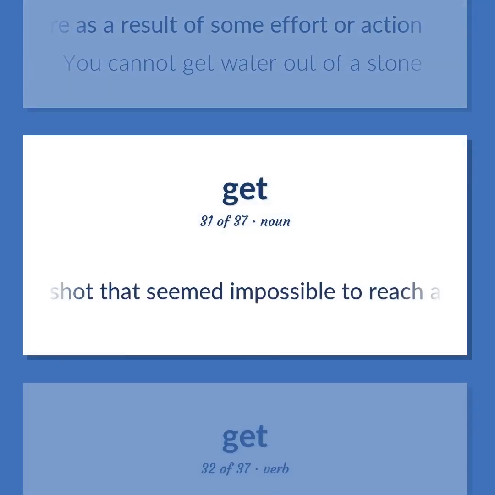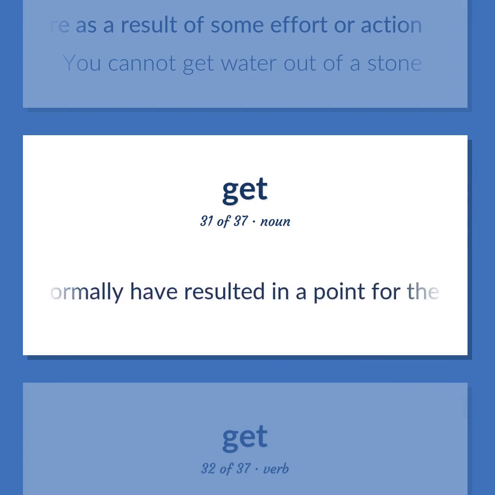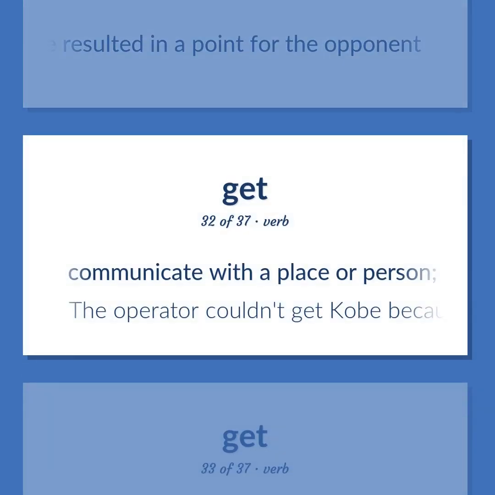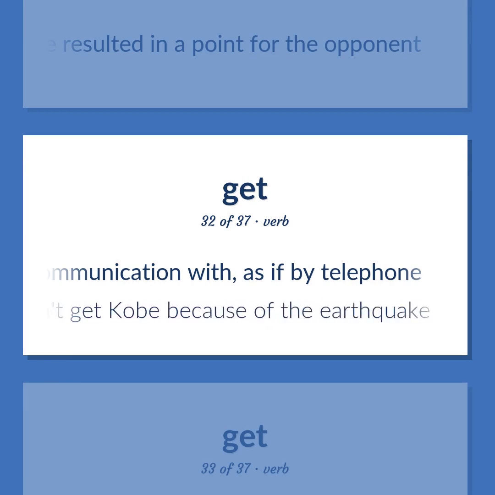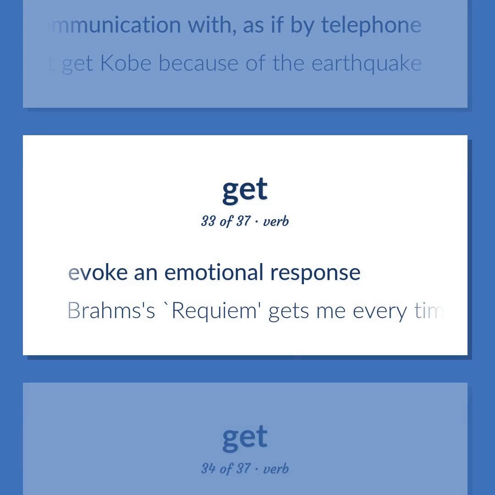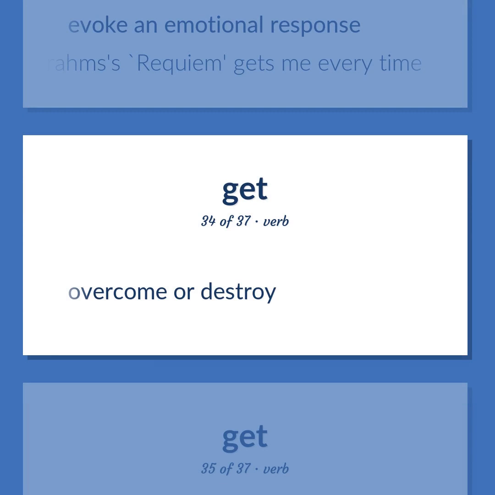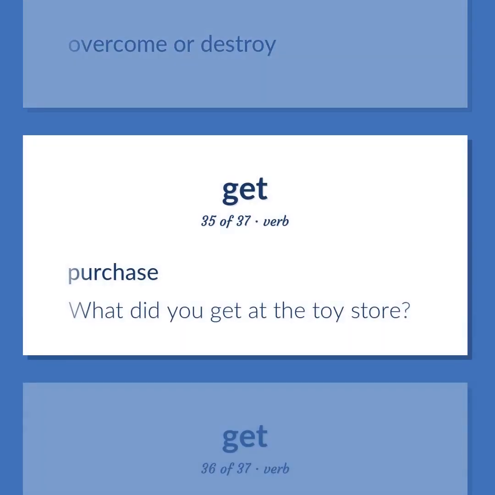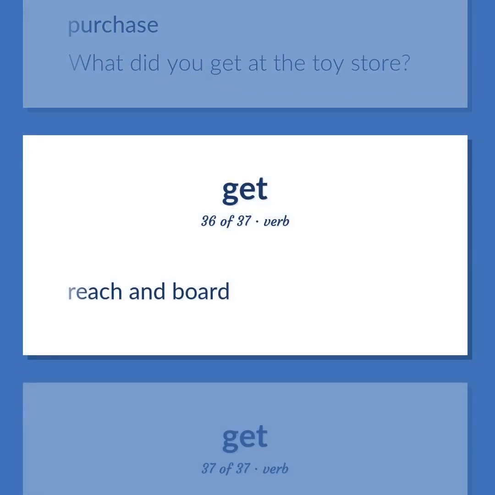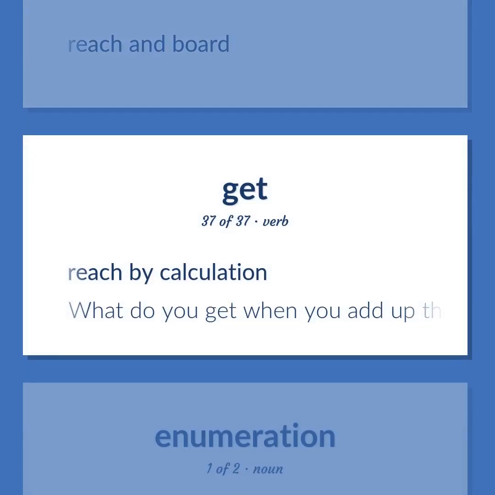A return on a shot that seemed impossible to reach and would normally have resulted in a point for the opponent. Communicate with a place or person. Establish communication with, as if by telephone. The operator couldn't get Kobe because of the earthquake. Evoke an emotional response. Brahms's Requiem gets me every time. Overcome or destroy. Purchase. What did you get at the toy store? Reach and board. Reach by calculation. What do you get when you add up these numbers?